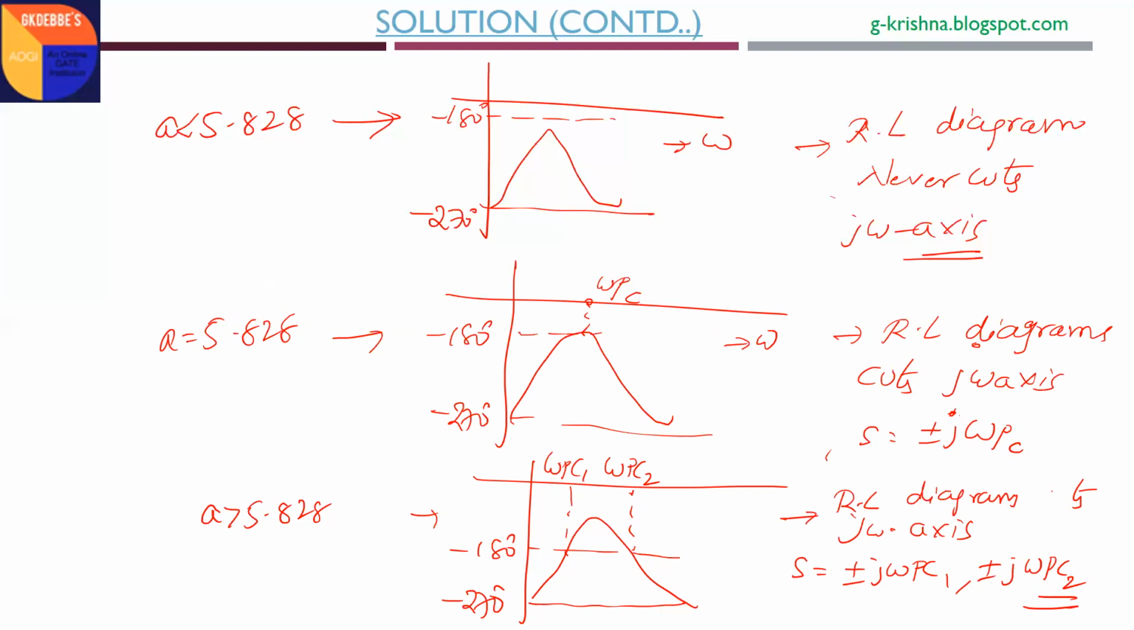Hence our answer is: the question asks for the range of a you have to select such that there will be two positive values of k for which the closed loop system response will be oscillatory or marginally stable. Obviously the answer will be a greater than 5.828.